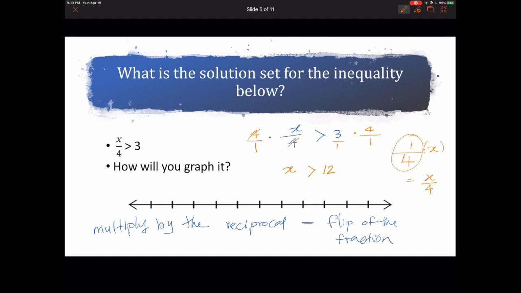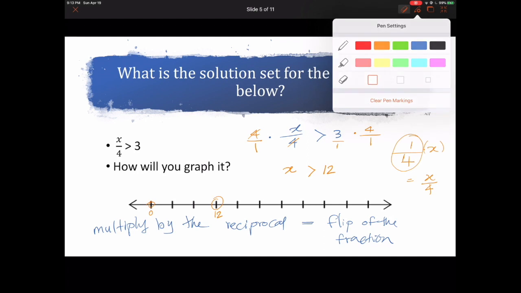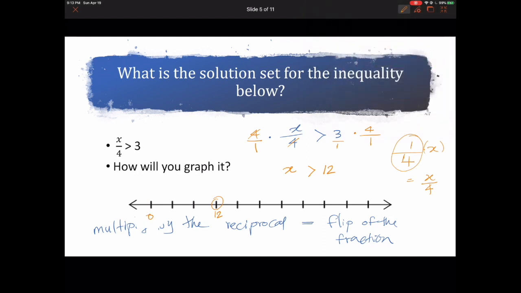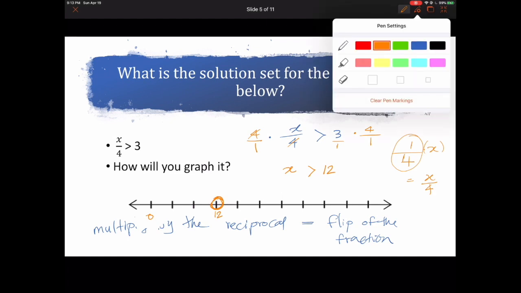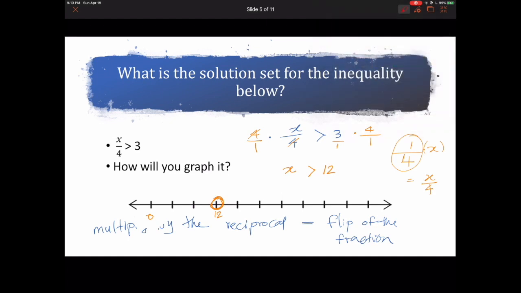I'm going to graph my 12 here. I don't have to put a 0 here. Only the 12 gets the open circle. Okay? x is greater than 12. So every number that is greater than 12 will be on this side of the number line. Anything that is greater than 12 will make this statement true.